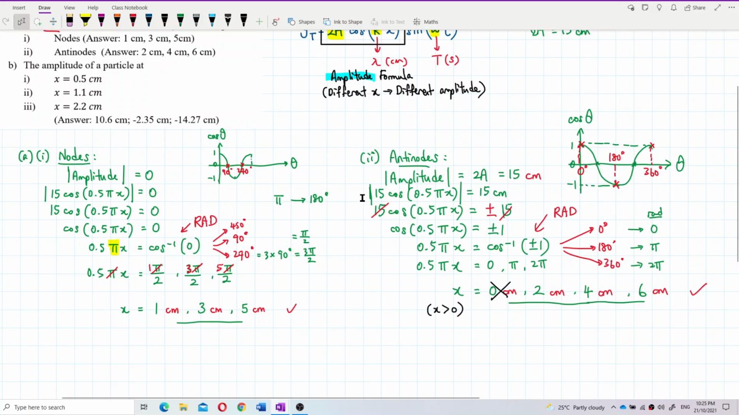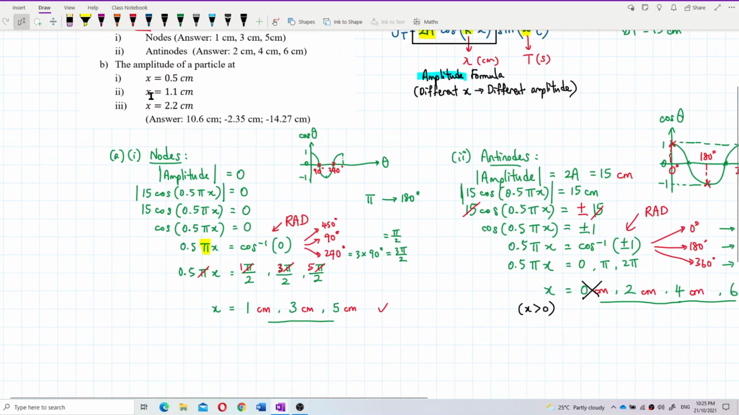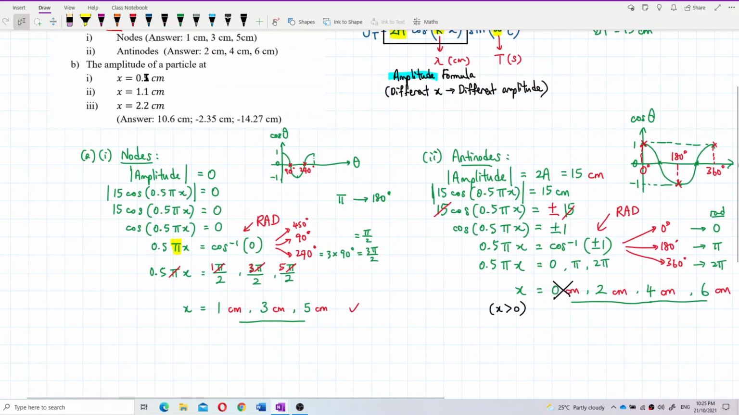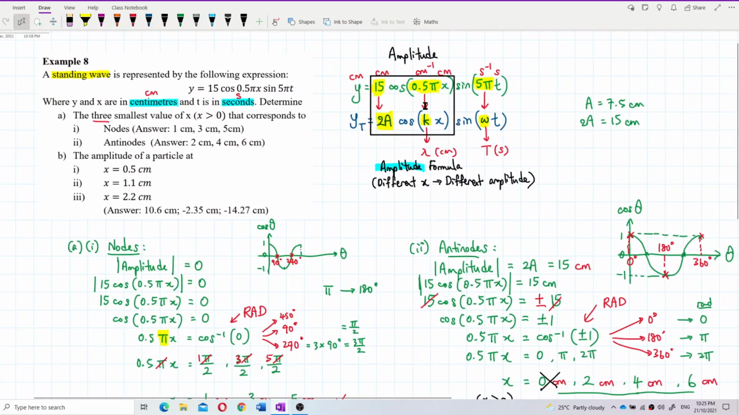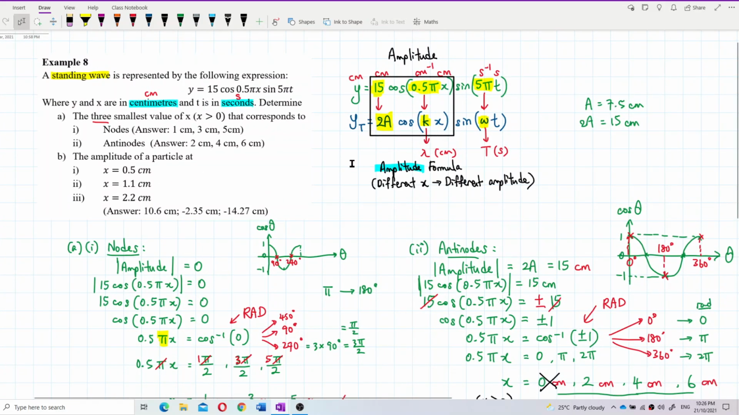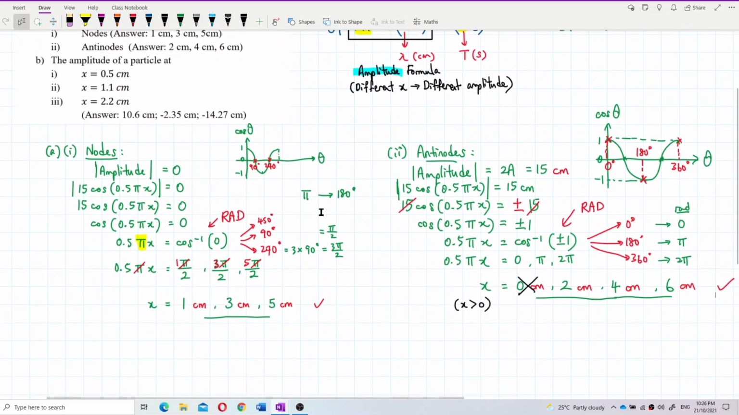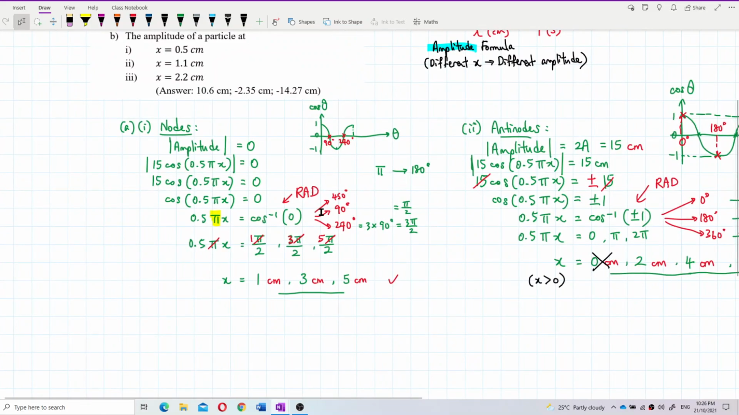equation. Okay, now I want to get the amplitude of a particle at this position. So how? This one is very easy. You just substitute this x into the amplitude formula, 2A cos kx. You substitute the x value into here, and then you can get the answer for each one. Okay, so let's do question B.